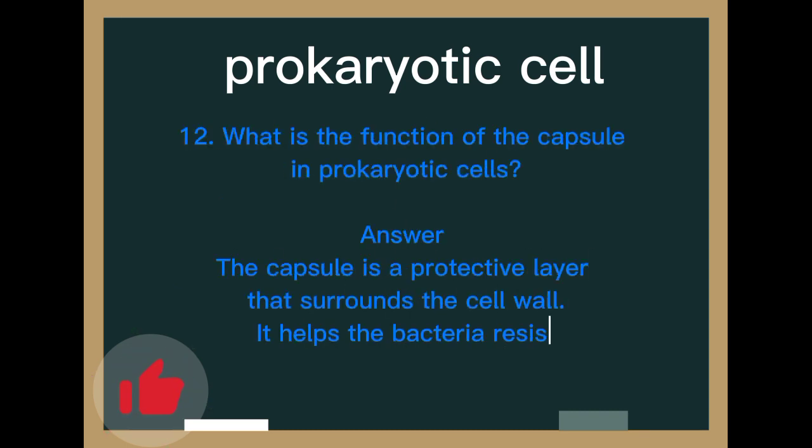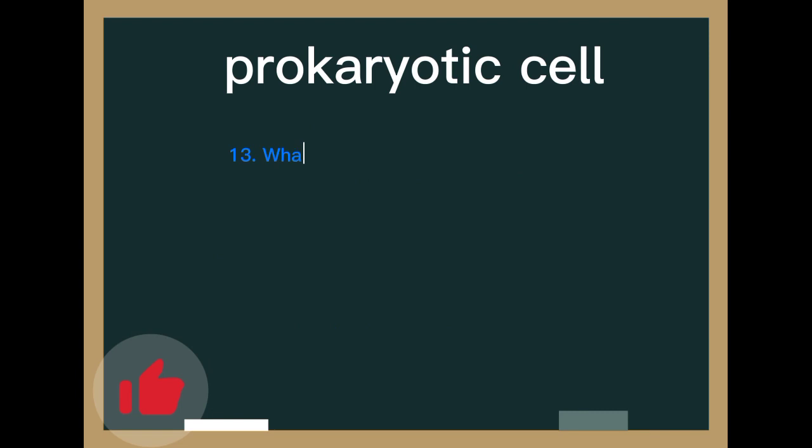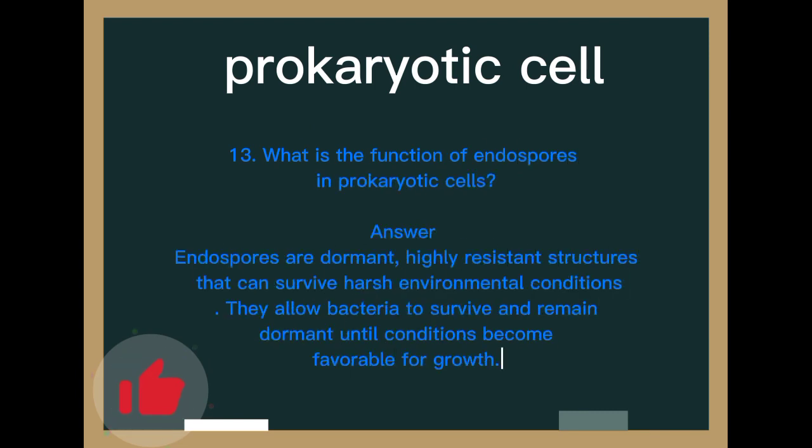12. What is the function of the capsule in prokaryotic cells? Answer: the capsule is a protective layer that surrounds the cell wall. It helps the bacteria resist phagocytosis by host immune cells. 13. What is the function of endospores in prokaryotic cells? Answer: endospores are dormant, highly resistant structures that can survive harsh environmental conditions. They allow bacteria to survive and remain dormant until conditions become favorable for growth.